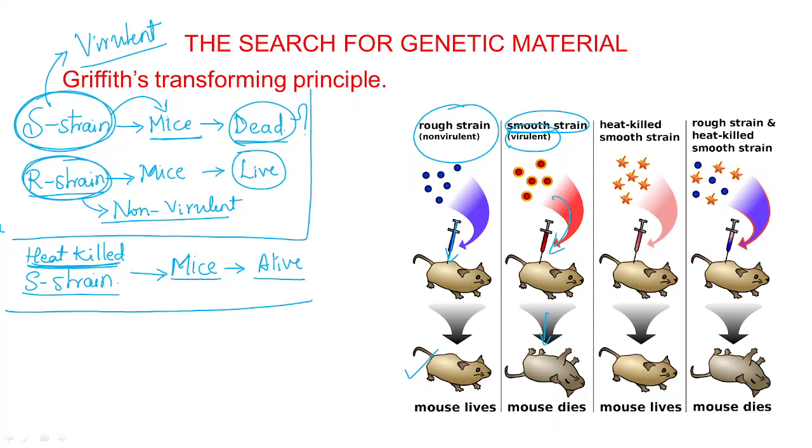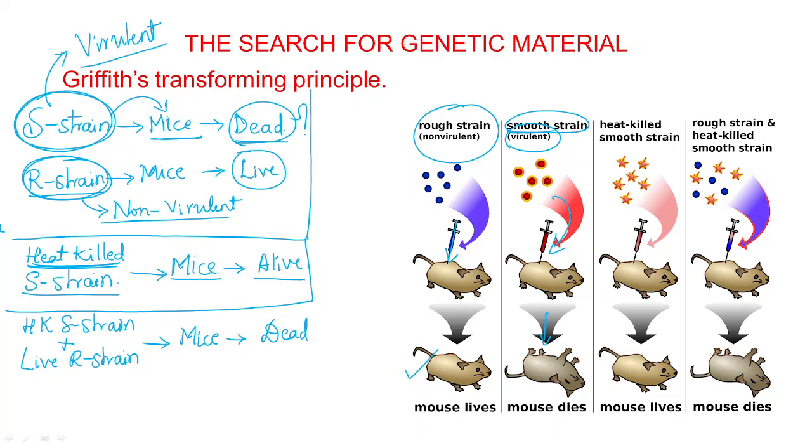Then he took the next step. He took heat killed S strain bacteria and mixed them with live R strain bacteria, and he then injected the combination of both of these into the mice. As a result, what happened? The mice were found to be dead.